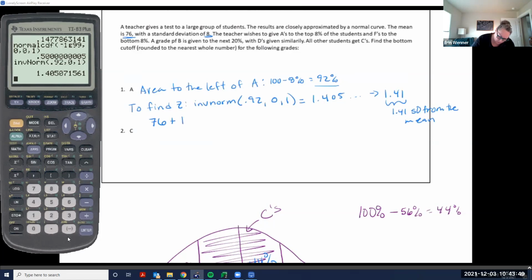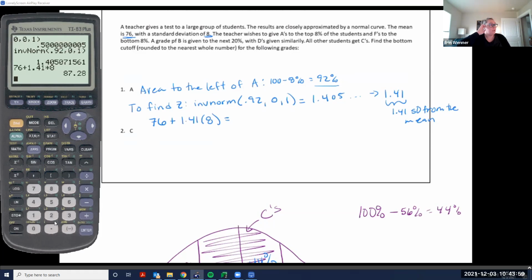So we're going to take 1.41 times our standard deviation, giving us a cutoff of 87.28, and you're going to round to the nearest whole number here. So we're going to have a cutoff of 87 for A.